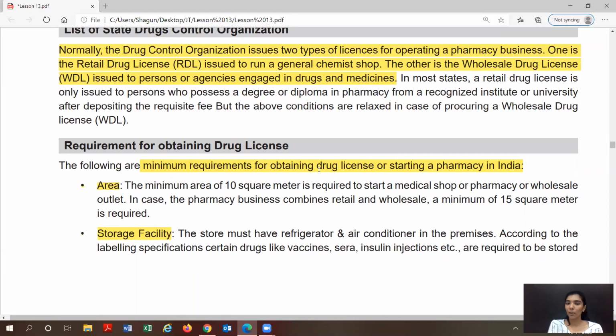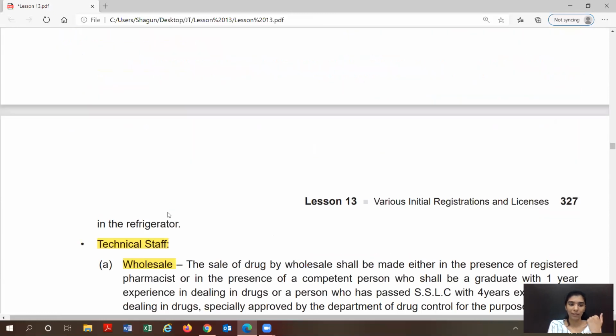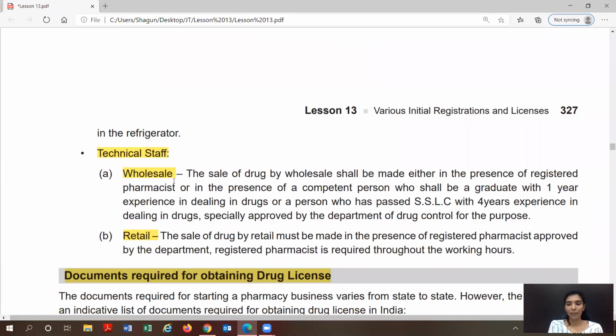देन देयर आर सर्टेन मिनिमम रिक्वायरमेंट्स फॉर ऑब्टेनिंग ड्रग लाइसेंसेस और स्टार्टिंग अप अ फार्मेसी बिजनेस इन इंडिया. उनका एरिया का रिक्वायरमेंट होता है मिनिमम 10 स्क्वायर मीटर का इनका एरिया होना चाहिए. दे शुड हैव प्रॉपर स्टोरेज फैसिलिटी. जैसे थोड़े जो वैक्सीन्स वगैरह होते हैं, ड्रग्स होते हैं, इंजेक्शंस होते हैं, यू हैव टू हैव अ प्रॉपर स्टोरेज एरिया फैसिलिटी फॉर देम. देन यू शुड हैव टेक्निकल स्टाफ दे हु शुड बी knowledgeable in the pharmacy business.